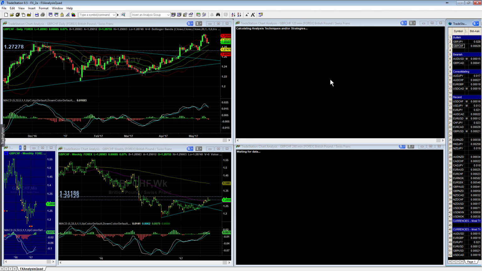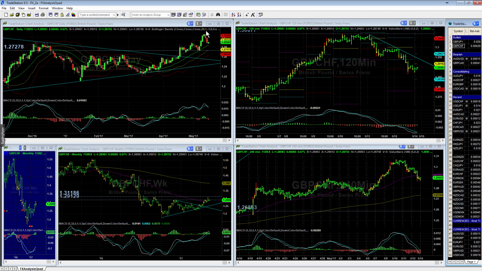With the pound Swissy, we're also in an uptrend on the daily. You can see that we are bouncing off the midpoint of the Bollinger Band here that we've added to our charts. You can see we're struggling to get above the second pivot on the weekly that we had to get above here, that 1.31186. So we're getting a little bit of a pullback here that's showing up more magnified here on the 120.